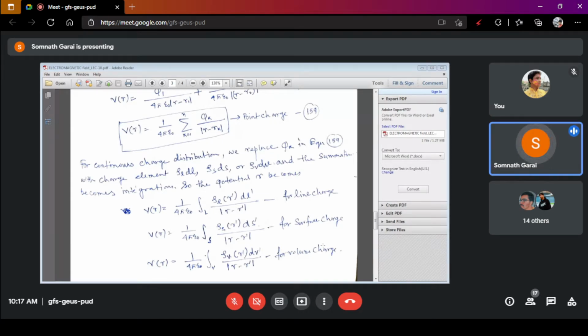But if it is a continuous charge distribution, this equation is replaced by integration, and qk, that means the point charge, is replaced by charge density. For line charge, it is replaced by line charge density. For surface charge, it is replaced by surface charge density, and for volume charge, it is replaced by volume charge density.